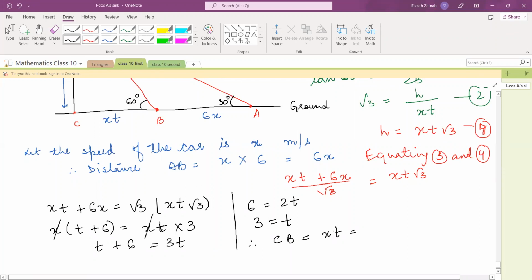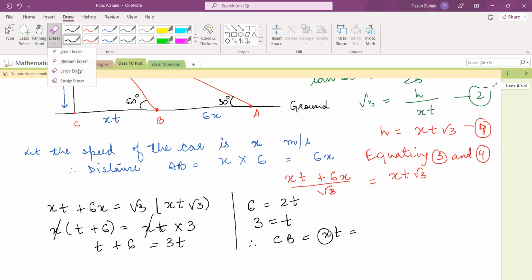Okay, so see, I need x here. Understood, Martin? Yes, ma'am. So that means first of all I need to find x. Then I'll be able to find my distance CB. Clear, Sarah? Yes, ma'am. Okay. Now what will I do to find x?